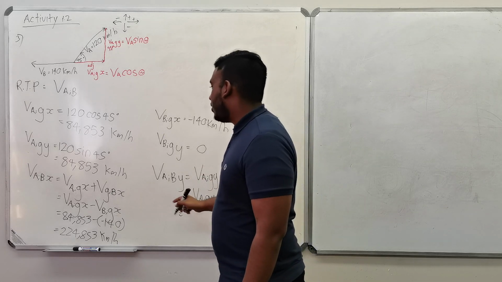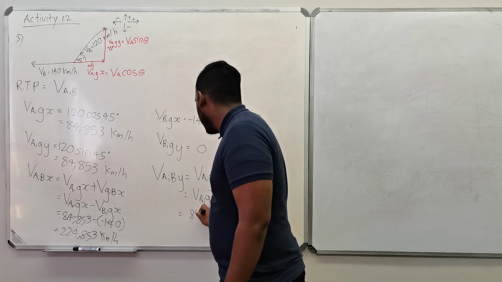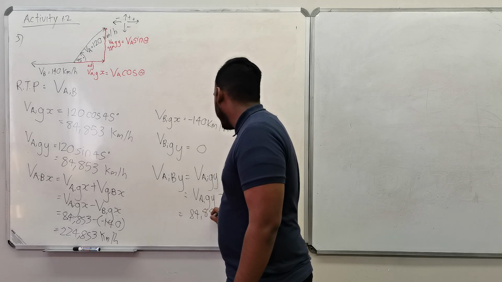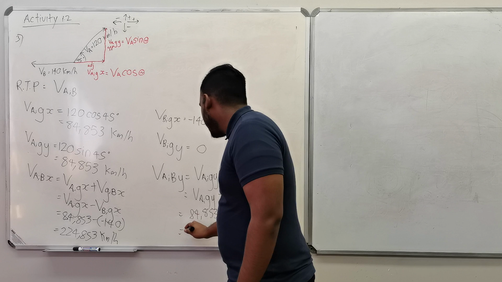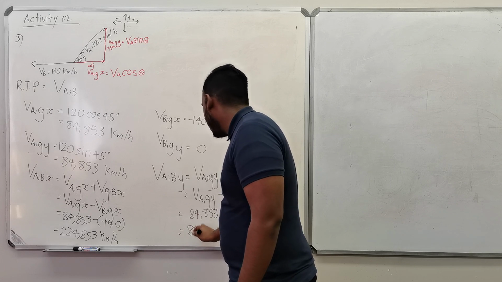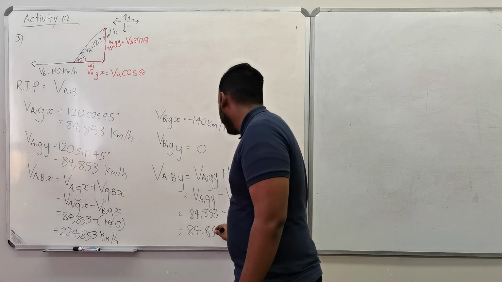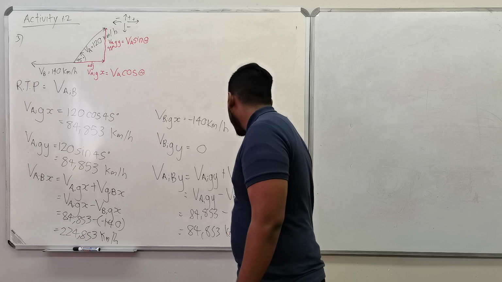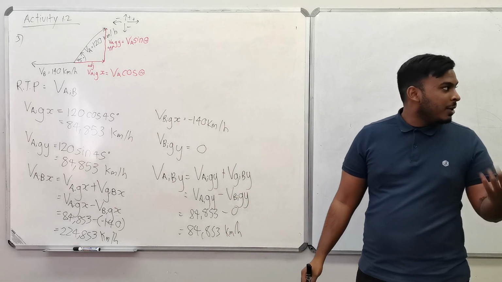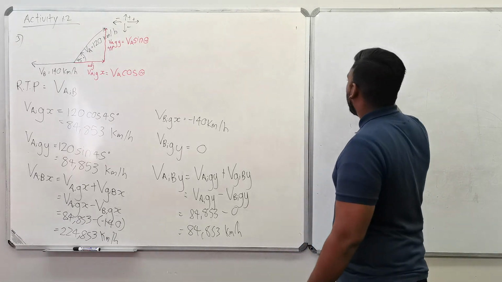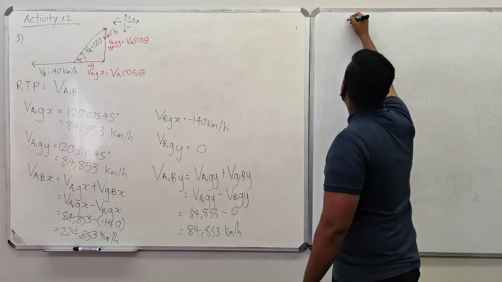So this value here is 84.853 minus 0. So this value here is 84.853 kilometers per hour. Now we got our x and y components for your theorem of Pythagoras, right? So we'll do it here, right? So we'll draw this graph.